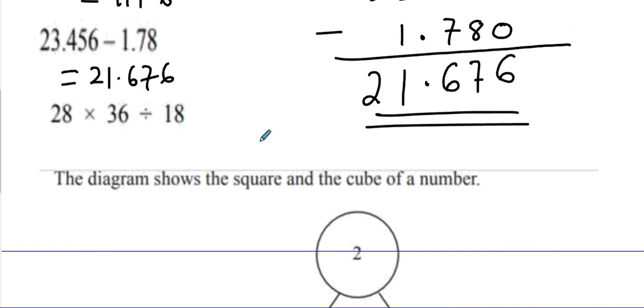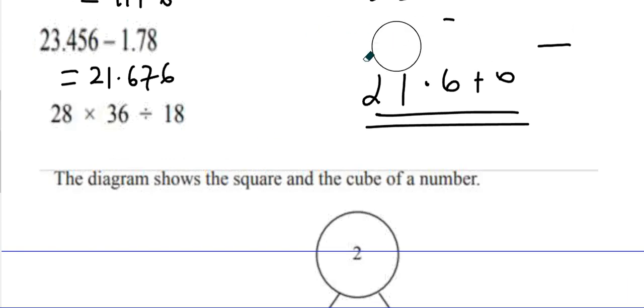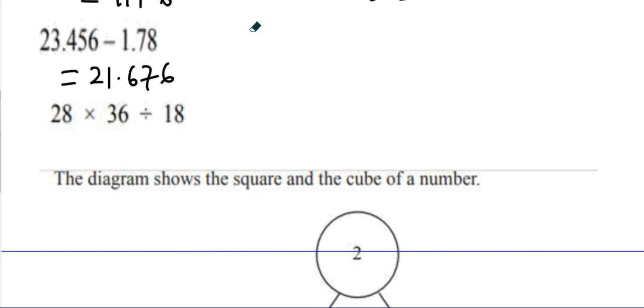Okay, let us move on. I can pause the video and try the next one. Okay, we have this question here, 28 times 36 divided by 18. Remember what we said? We said that if you have two or more operations, then remember ODMAS. Here I have a multiplication sign, at the same time I have a division sign. So how do I take care of this?